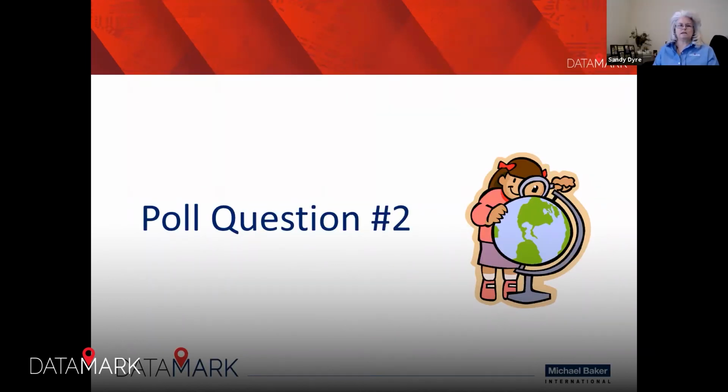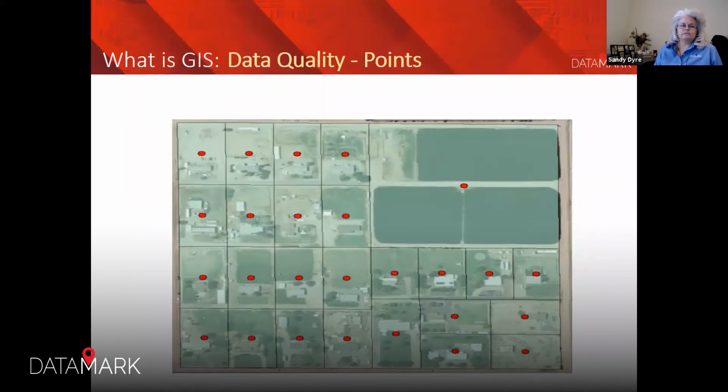Thank you, Jeff. So we're going to go ahead and launch a poll, and this poll is going to apply to the next slide. Okay, so when you look at this slide here, which one of the following answers most accurately describes the address points in this slide? Are they accurate, precise, or both accurate and precise?